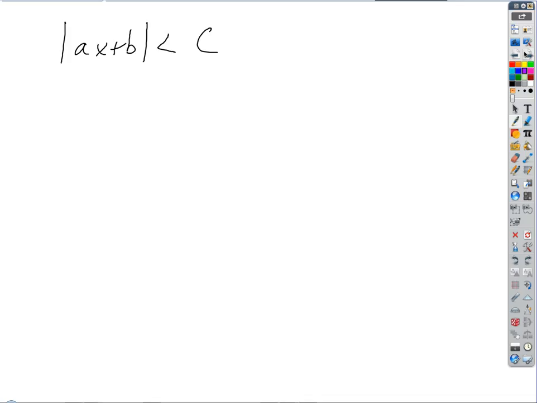Okay. If we know that the absolute value of whatever is behind my hand has to be less than C, then doesn't that mean that it would have to be pinched between negative C and positive C? So then couldn't we just rewrite this as the expression AX plus B has to be greater than negative C and less than positive C? And now it's just simple algebra to solve for X. We'll look at an example or two.